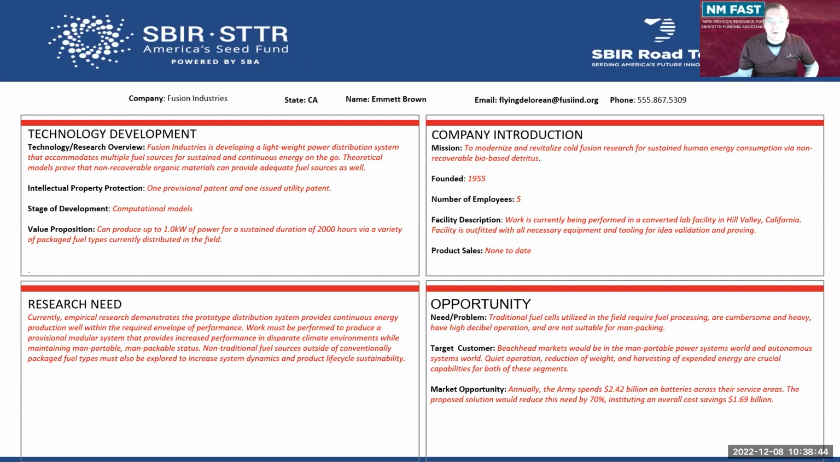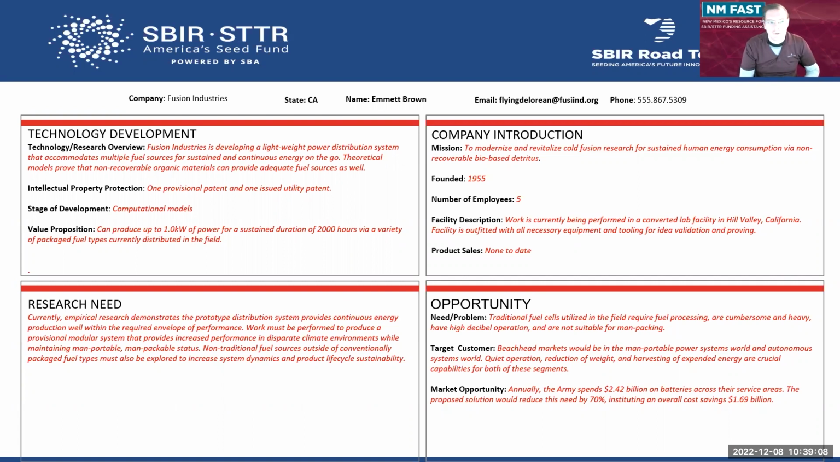For a lightweight power distribution system with multiple fuel sources, if I wanted to give this to, say, someone like NIST, they could look at this and go, yeah, that's not really our focus. Don't talk to us, but DOT, maybe, DOE, probably, maybe NOAA, because they do a lot of funding like that. That's going to give you an idea about who you should approach.